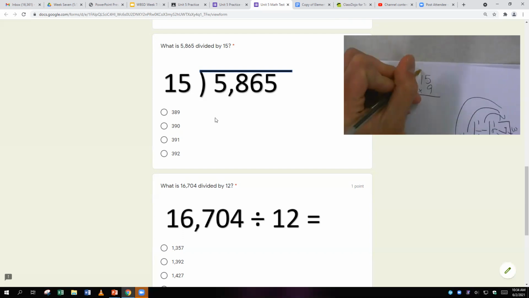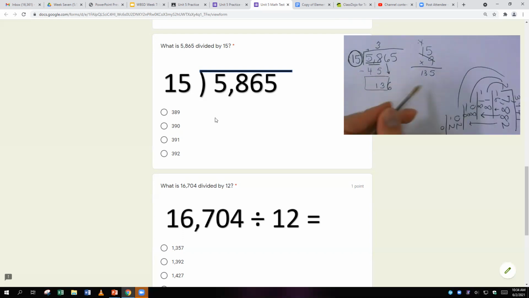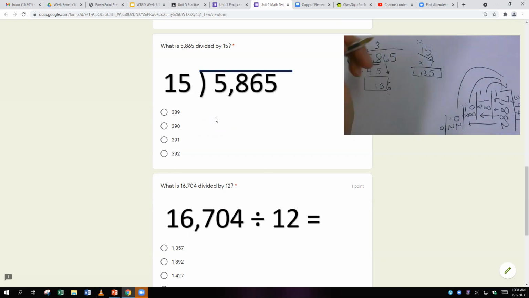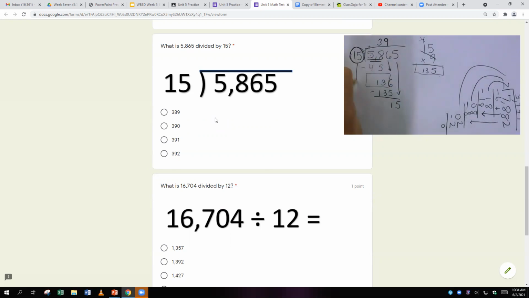9 times 5 is 45. 9, 10, 11, 12, 13. If I take away 9 groups of 15, it'll cost me 135. Do I have enough? Yes, sir. I do have enough. I can put my 9 here. I can put my 135 here, so I can see what's going to be left over. And there's 1 left over. I bring down the last number, and I say how many 15s are in 15? 1. What's left over? Nothing. Perfect. Now, if I would have said 8, then my answer would have been 120.